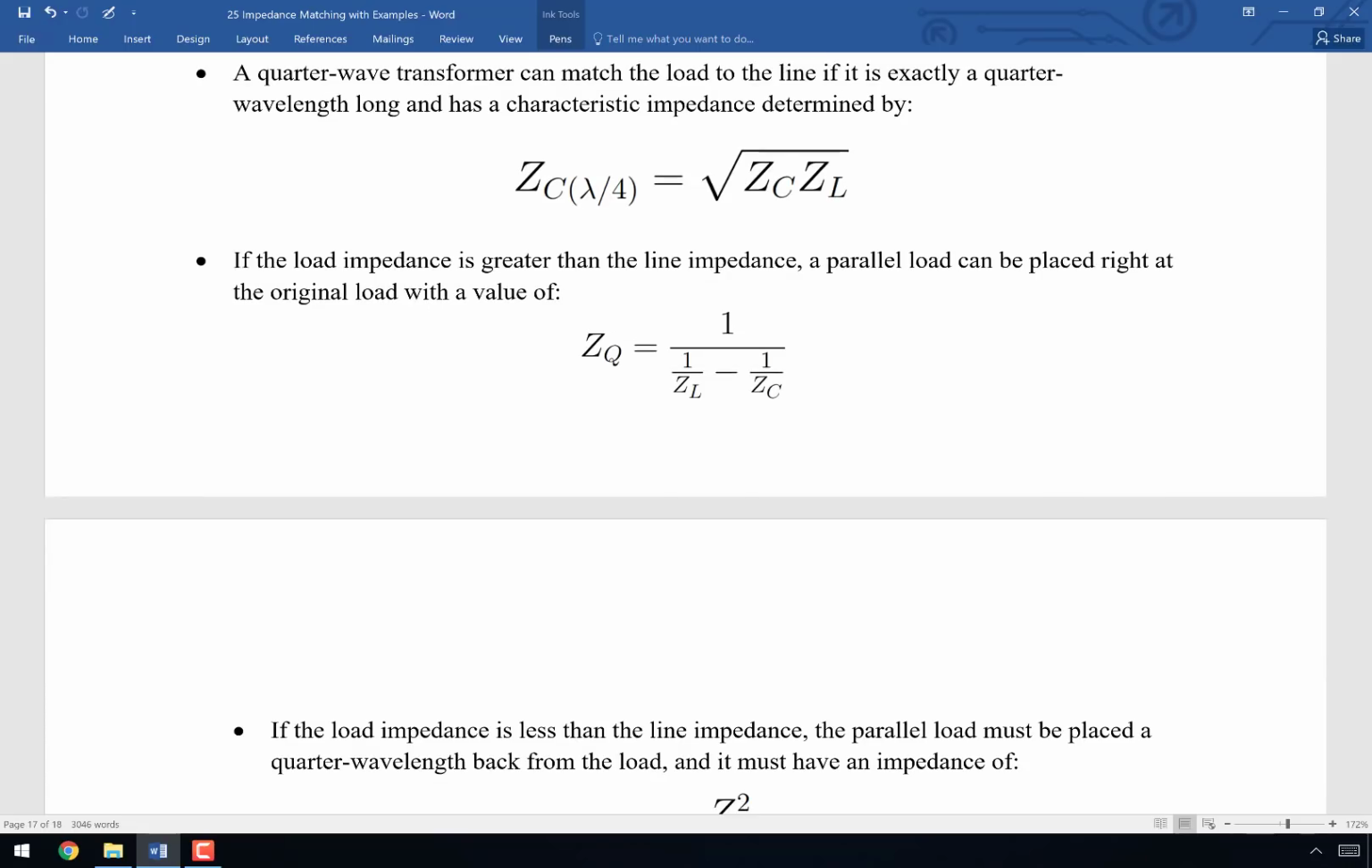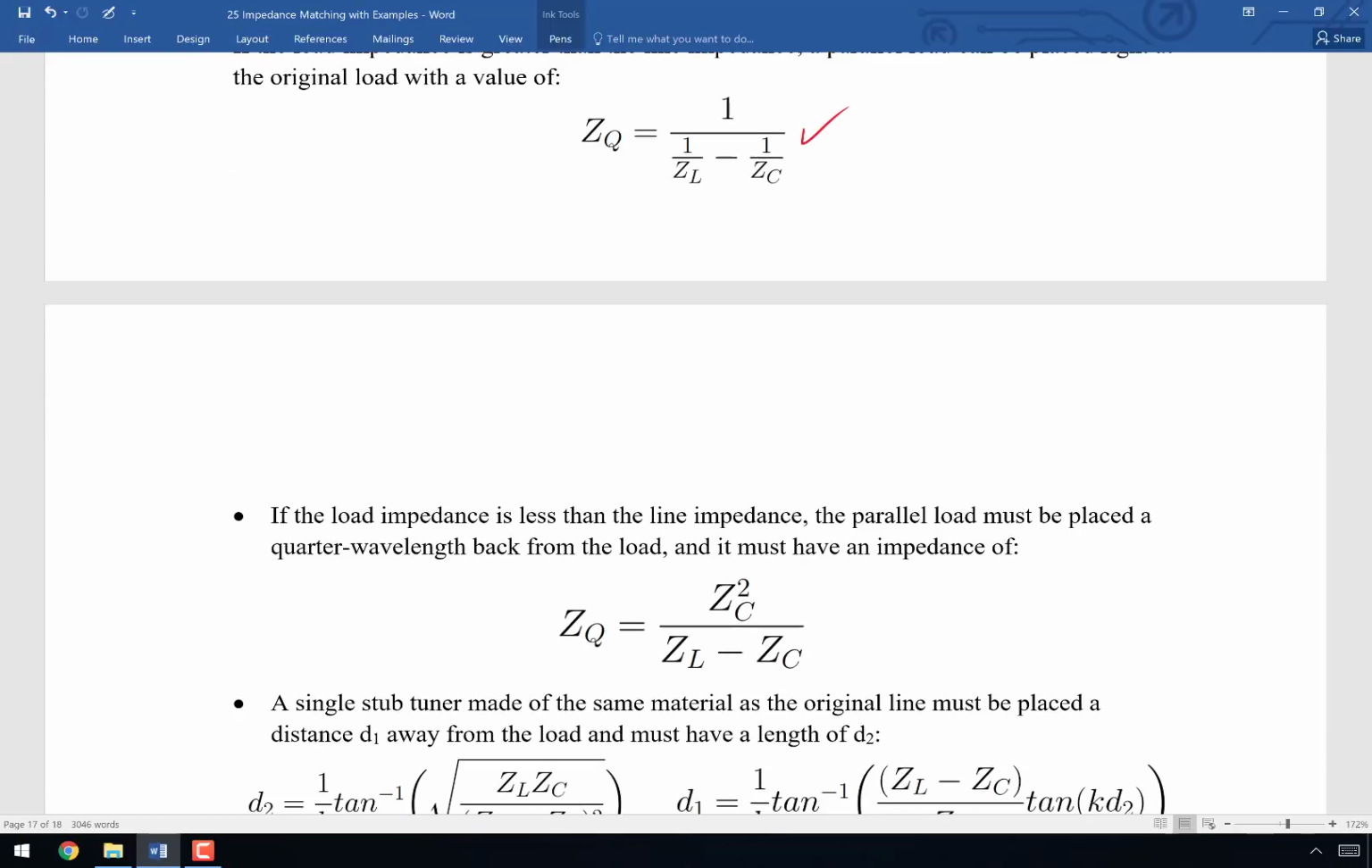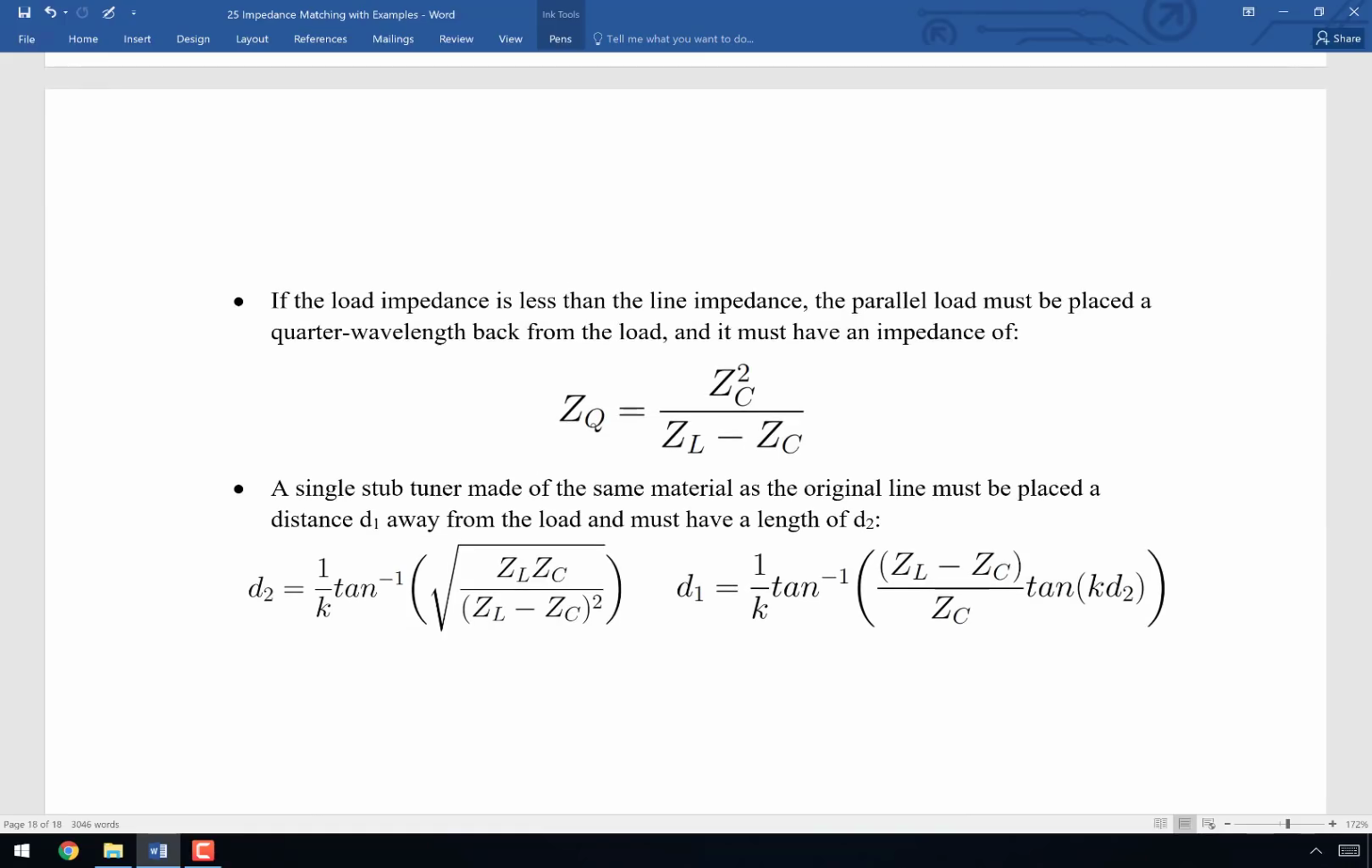If you wanted to have a load impedance with a parallel load put in parallel with it, then you're going to use this equation and this method if the load impedance needs to be reduced, or you would use this equation and this impedance if the load impedance needs to be increased. And so you have your two choices there. You have to decide: am I trying to increase the load or decrease the load? And that will determine which method to use. Remember that if you're trying to increase the load, then you have to move that extra parallel impedance a quarter of a wavelength back from the load.